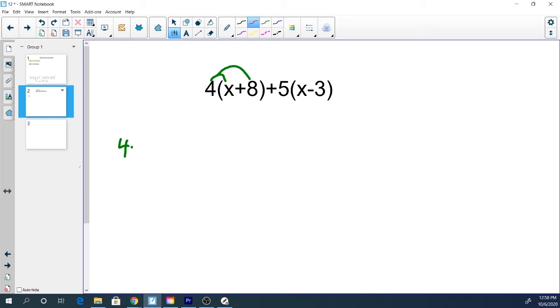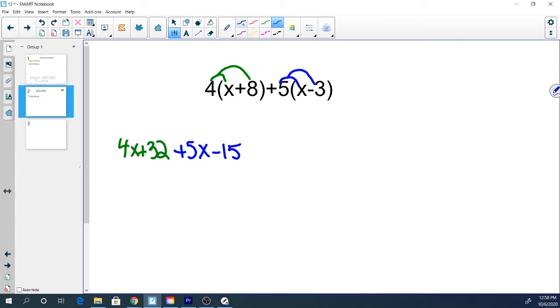If I do 4 times x, it's just 4x. And then I'm taking 4 times a positive 8. That's going to give us a positive 32. So that's the first part. Let's go ahead and jump on to the next term in the expression. Just like we did for the 4, I'm going to multiply that 5 times the x, and then the 5 times negative 3. So if I do a positive 5 times x, that just gives me a 5x. And then I'm doing 5 times negative 3. Negative 3 times 5 is going to give us a negative 15.